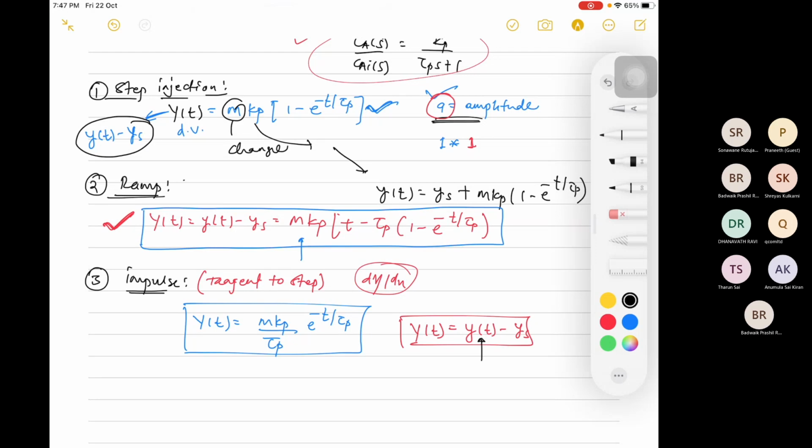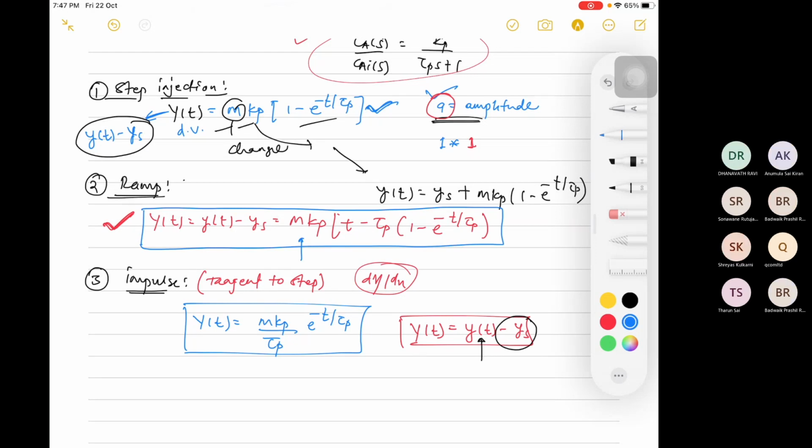Generally what did people do? I know the equation of Y of t, so I'll calculate the value of m, the value of Kp, put all the values, and he will calculate capital Y of t and he will write it as it is. But he will forget at the time. What will he forget? He'll forget to add the steady state value, right? And the answer will be wrong. That's why people think that they have done good preparation for process dynamics, but they are losing marks.